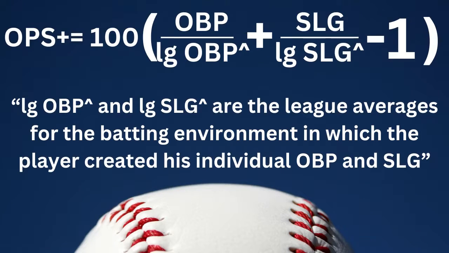So the other way to calculate OPS plus is take 100, multiply that by on-base percentage divided by league on-base percentage, plus slugging divided by league slugging, minus 1. In this one, we do not divide by ballpark factor because our league on-base percentage and league slugging percentage are calculated in a different way. They are the league averages for the batting environment in which the player created his individual on-base and slugging.